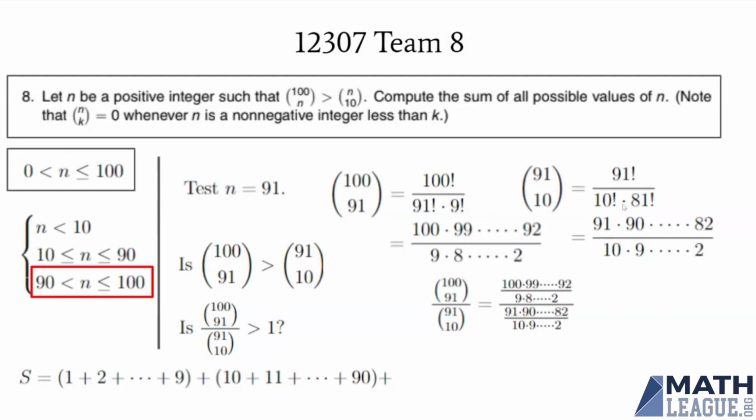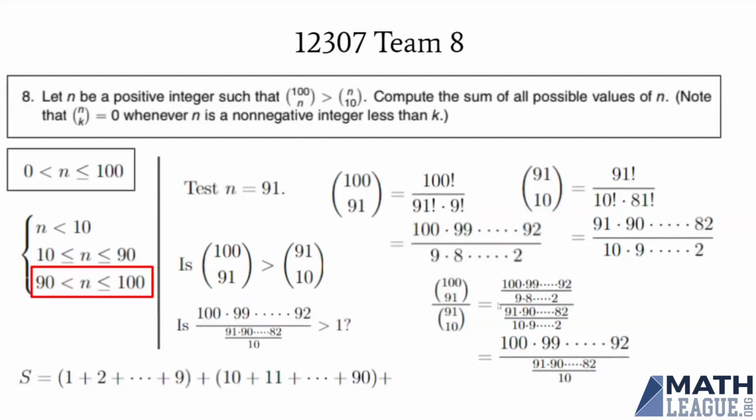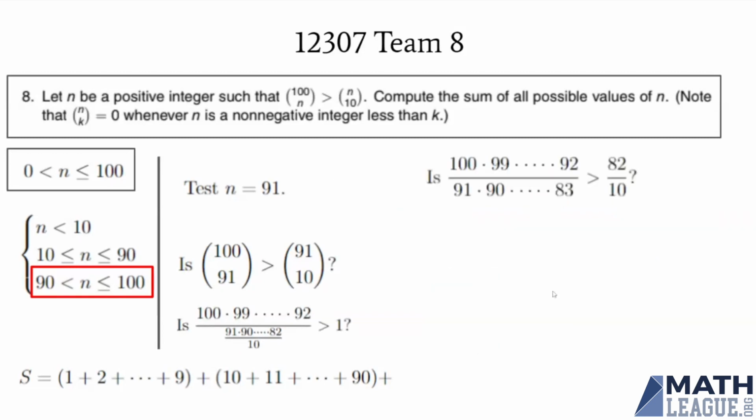We can simplify that since both the top fraction and the bottom fraction have a 1 over 9 factorial. So we're asking if this fraction is greater than 1. Well, that's equivalent to asking, if we move the 82 over 10 to the right side, then we have this other fraction, which is lighter to compare. And we'll notice that the fraction on the left has 9 terms in the numerator and 9 terms in the denominator, each of which are 9 consecutive integers.